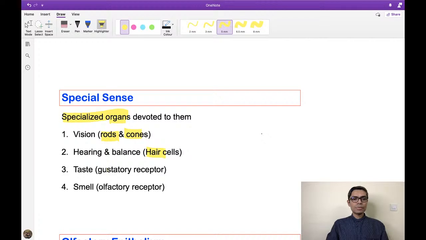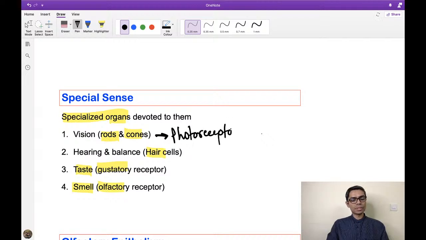Now in today's class we are going to discuss these two, taste and smell, that is the gustatory and the olfactory sensation. Before going into these two main topics, all of you know that vision, that is the rods and cones, comes under the heading of photoreceptors. Then if I ask you about hearing and the hair cells which maintain your balance, you know these are mechanoreceptors.